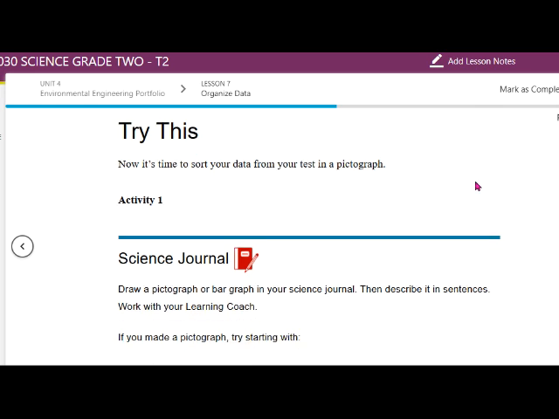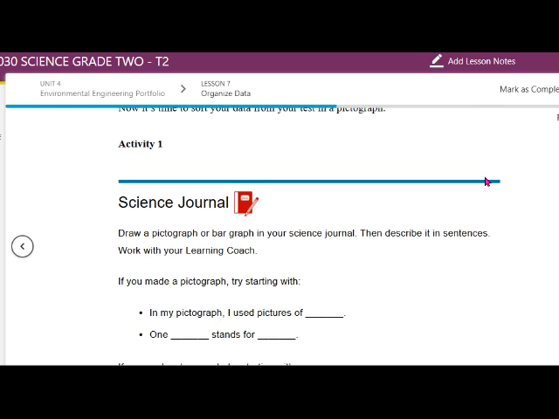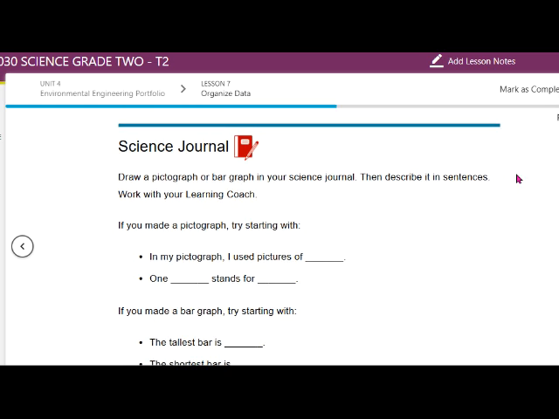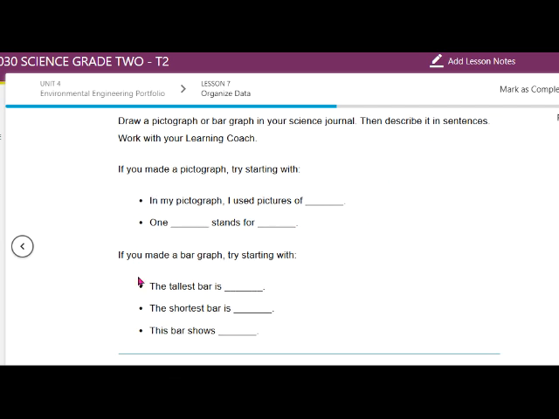Now it's time to sort your data from your test in a pictograph. So you're going to draw either a pictograph or a bar graph. You don't have to do both like I did. And then you're going to describe it in a few sentences. So right here, you can talk about in your pictograph, what did you use pictures of? Or if you did a bar graph, you can talk about what your tallest bar was and what that means. And then think about that data.